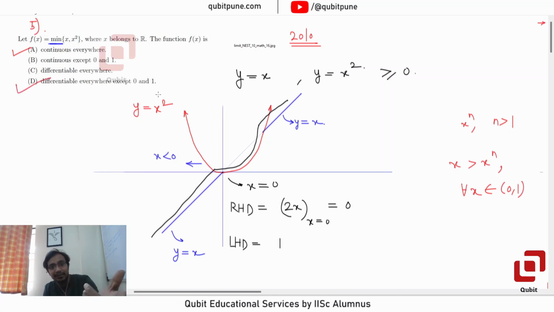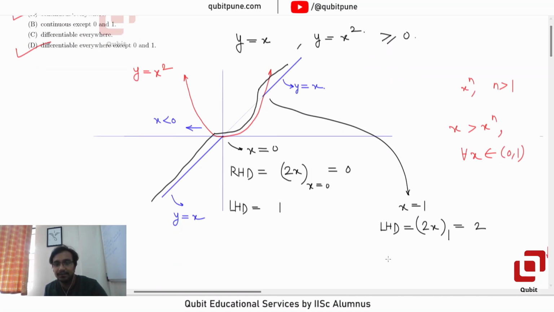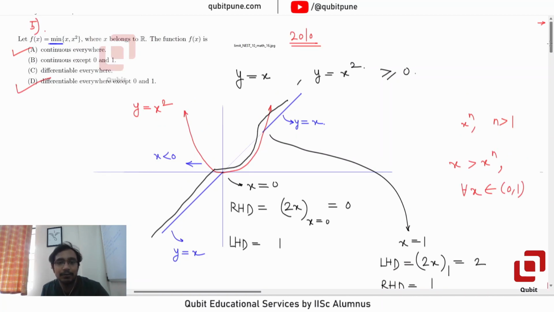And from the options we can easily conclude that it's also not differentiable at 1. Why is it not differentiable at 1? Again same logic. Look, at this point where x is 1, what is the left hand derivative? It is 2x at 1, that's 2. But what is the right hand derivative? 1. Are they equal? No, they are not equal. So it's not differentiable at 0 and 1. Everywhere else it is differentiable.